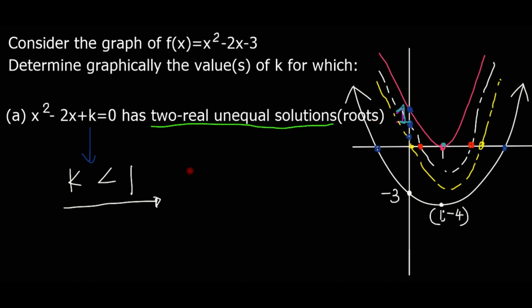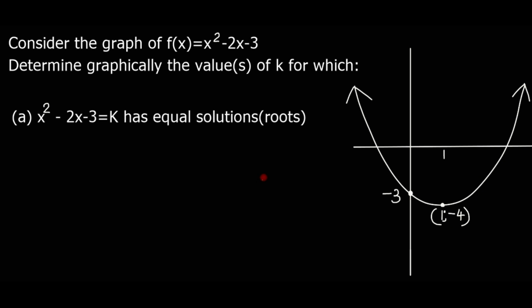Let's look at the next question. And then what about this one? This one is x squared minus 2x minus 3 is equal to k. You can see that this is our f(x) and then it is equal to k, which is the constant. So here we can notice that we have a situation whereby f(x) is equal to k. So this is case number 2 based on the cases we discussed previously.